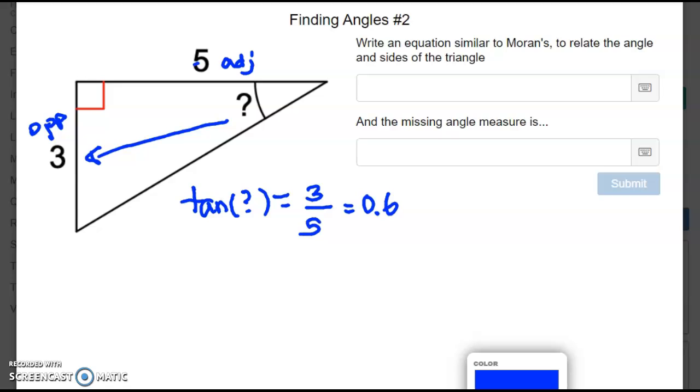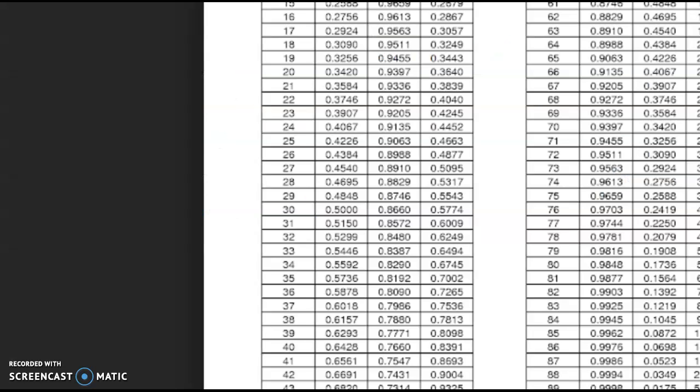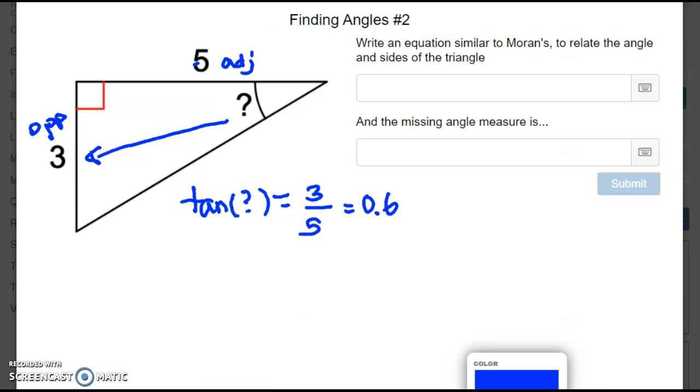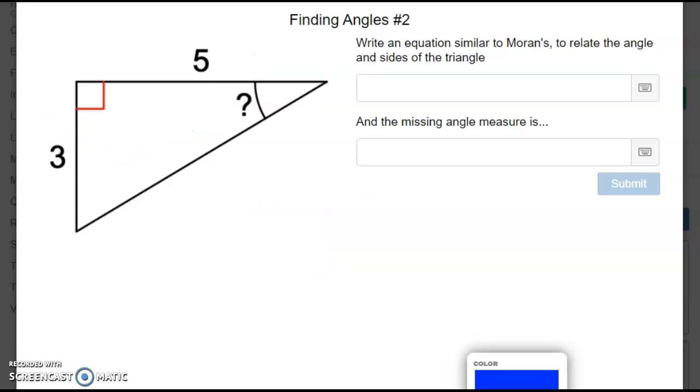Now I need to look at my trig table to find the angle that gives a tangent of 0.6. Tangent is the very last column. So I'm looking for 0.6, and 0.6009 is right here. That's very close to 0.6, and the angle is 31 degrees. So I know that the missing angle measure is 31 degrees. I can write it there as well. All right, so then let's move on to the next card.